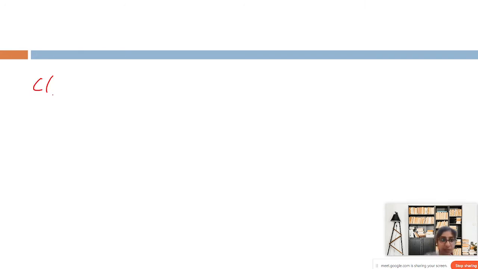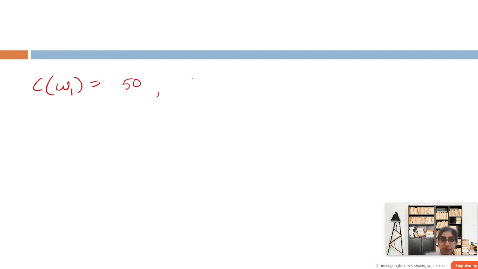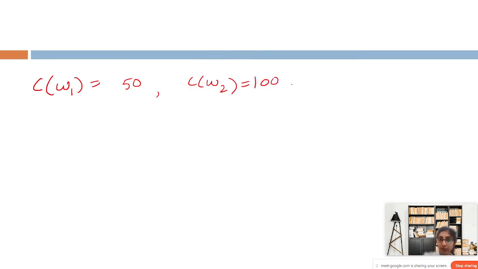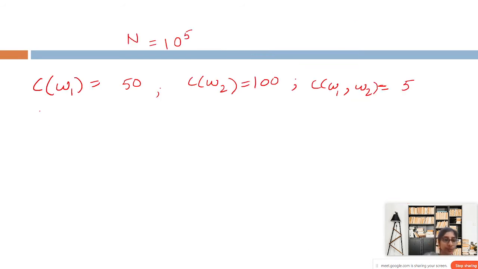So here we have been given the count of the first word as 50, count of the word 2 as 100, and the number of documents in which both the words appear together is 5. Total number of documents is given to be 10 to the power 5, right? Yes. So now we have to apply the formula of PMI, that is pointwise mutual information.